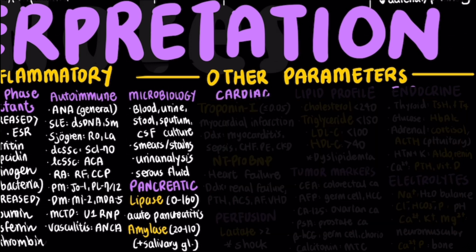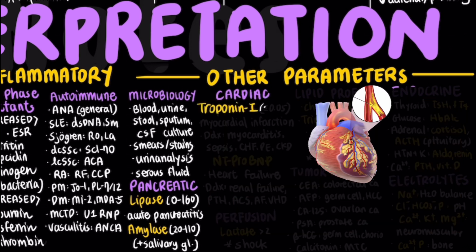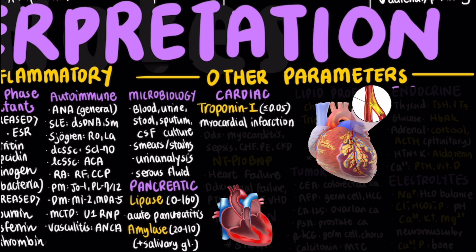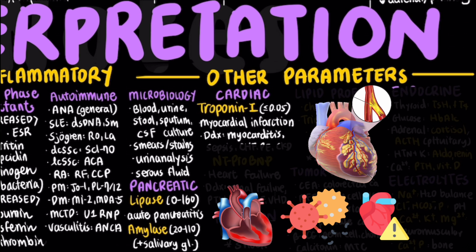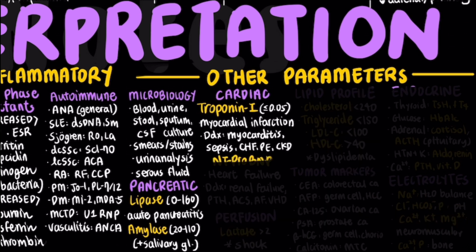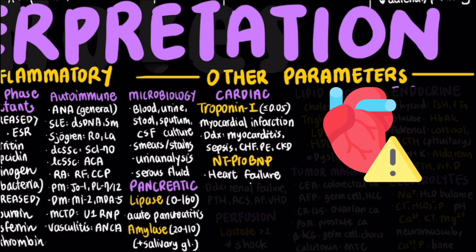Troponin I is the most specific marker for myocardial infarction. However, it is also elevated in myocarditis, sepsis, congestive heart failure, pulmonary embolism, and CKD. NT-proBNP is released by ventricular myocytes in response to volume overload or increased wall stress. It's a key marker in diagnosing and monitoring heart failure.